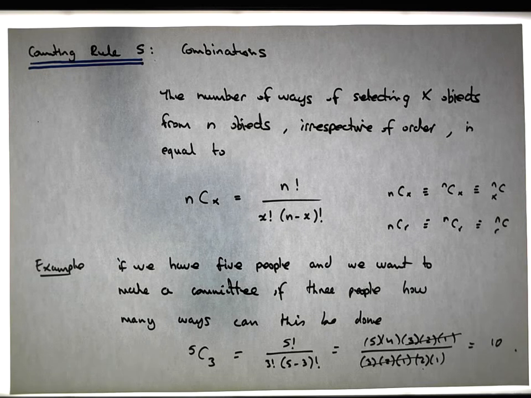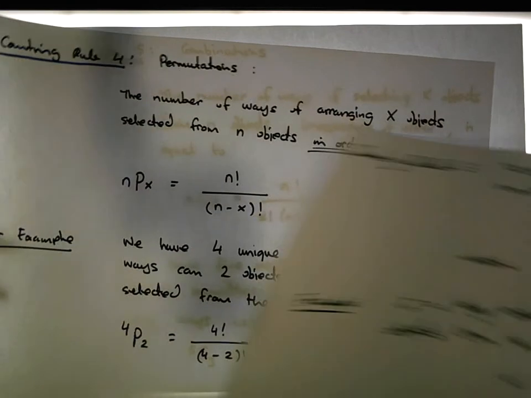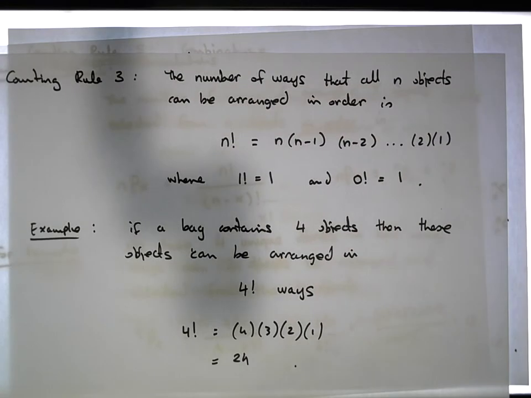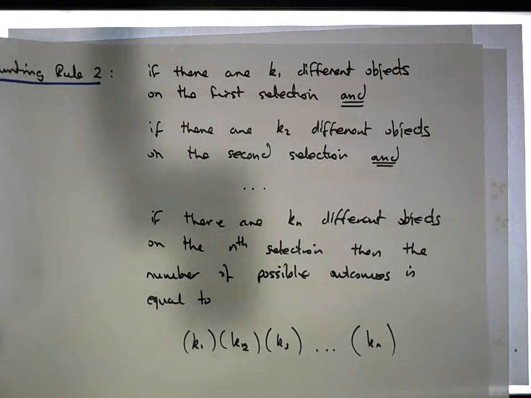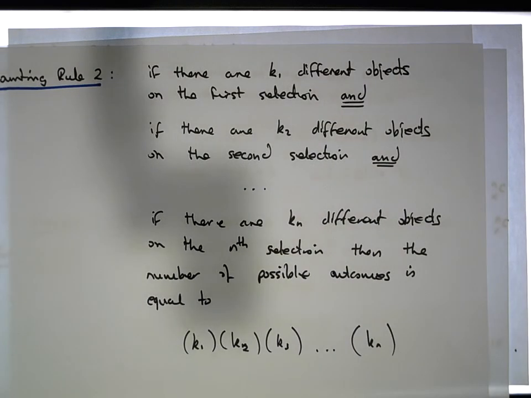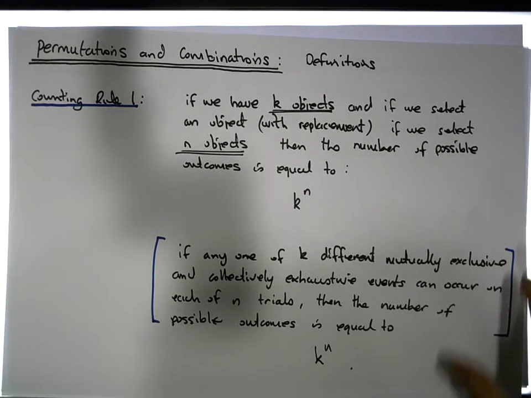But there are rules. There are 5 counting rules. Let me just reflect back over them again really quickly. These are our 5 counting rules. Let me just get them up here. Here we go, this is my counting rule number 1. Let me just reflect back over these.